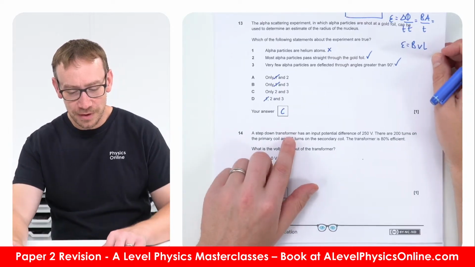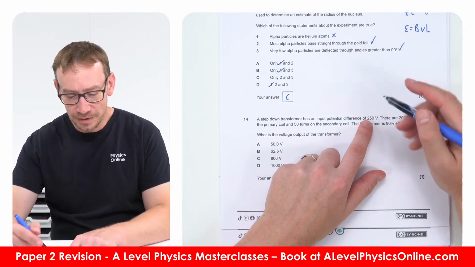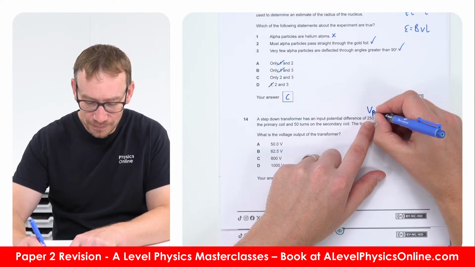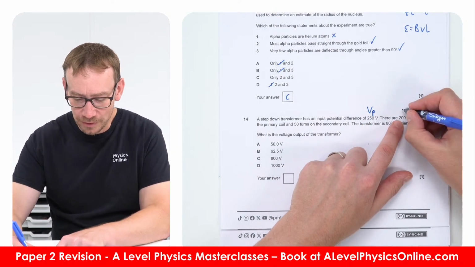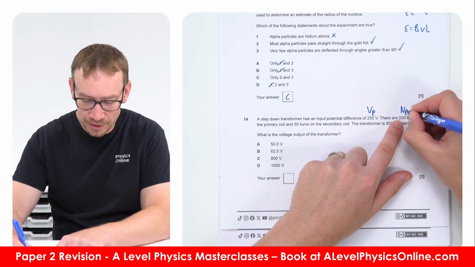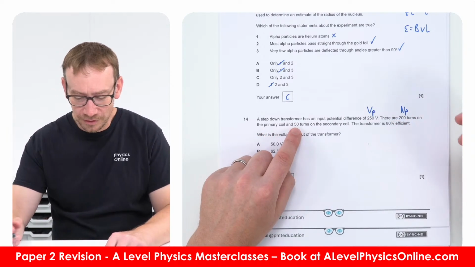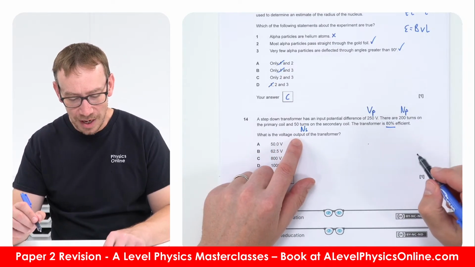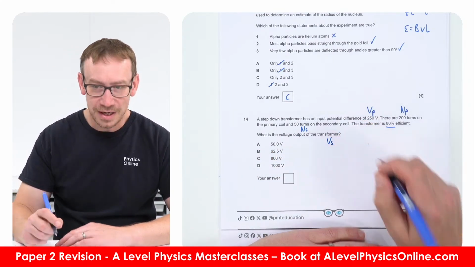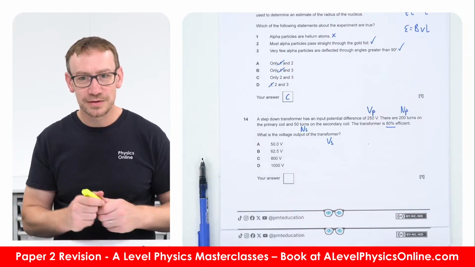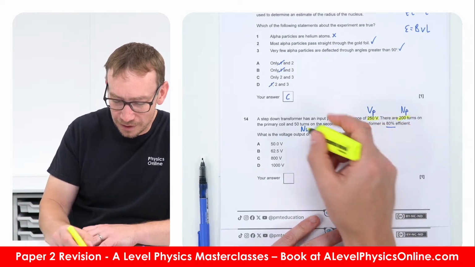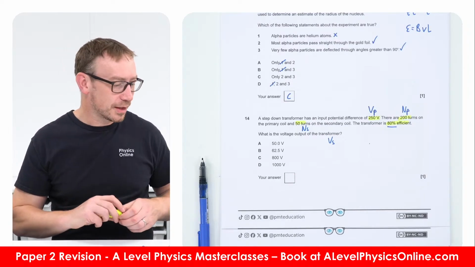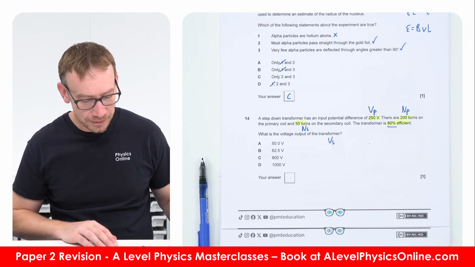Okay, a step-down transformer has an input PD of 250, so that's going to be V primary. There are 200 turns on the primary coil, so that's going to be N primary. 50 turns on the secondary, so that's N secondary. And it's 80% efficient. What is the output voltage? So what is VS? Every time you get to a question like this, just be very clear about a lot of the numbers.